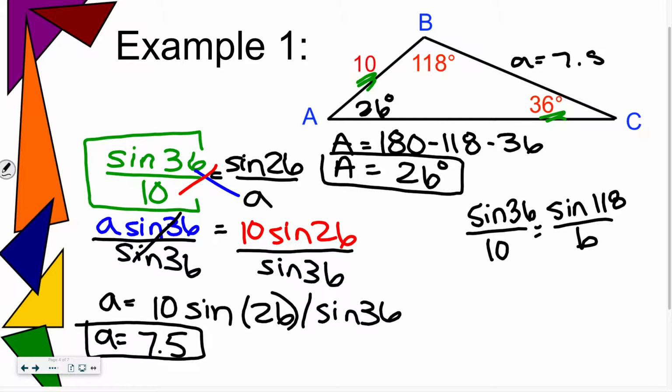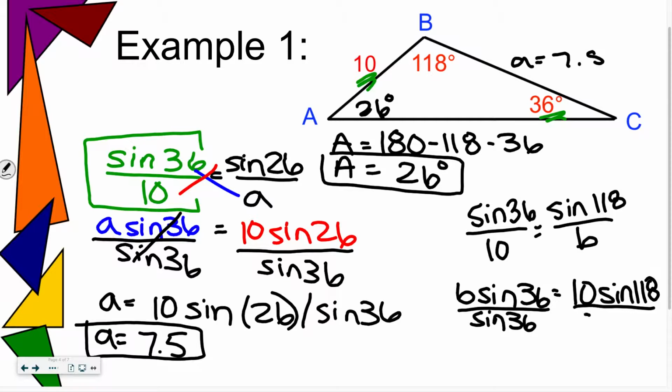Cross multiply: b sine 36 equals 10 times the sine of 118, and divide by sine 36. So give me that to the nearest tenth. 15.0. 15.0, okay.